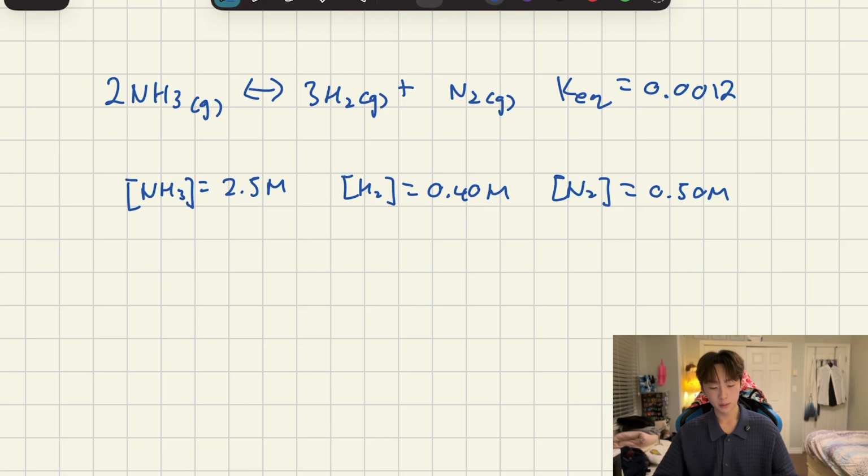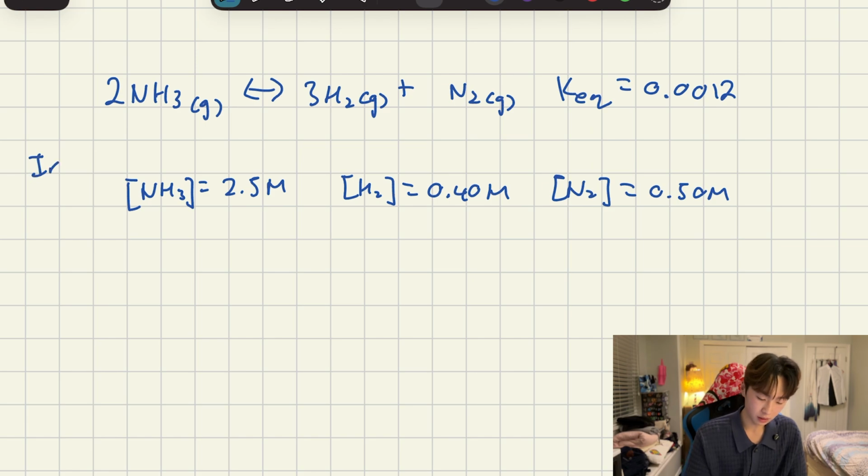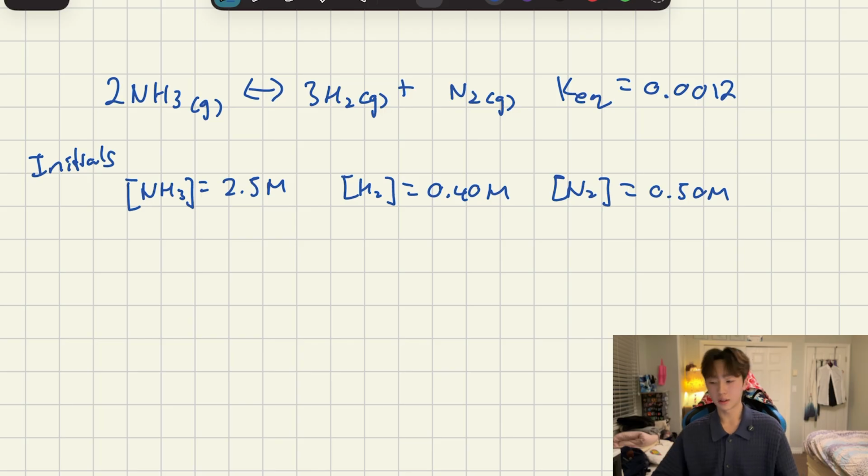Okay, for our final example, we have this reaction here. It's in equilibrium, and we are given the initial concentrations, and we are also given KEQ. And what we're trying to find out is which way will the equilibrium shift to achieve equilibrium if these are the initial concentrations. So we want to know what the change is. So how do we do that?